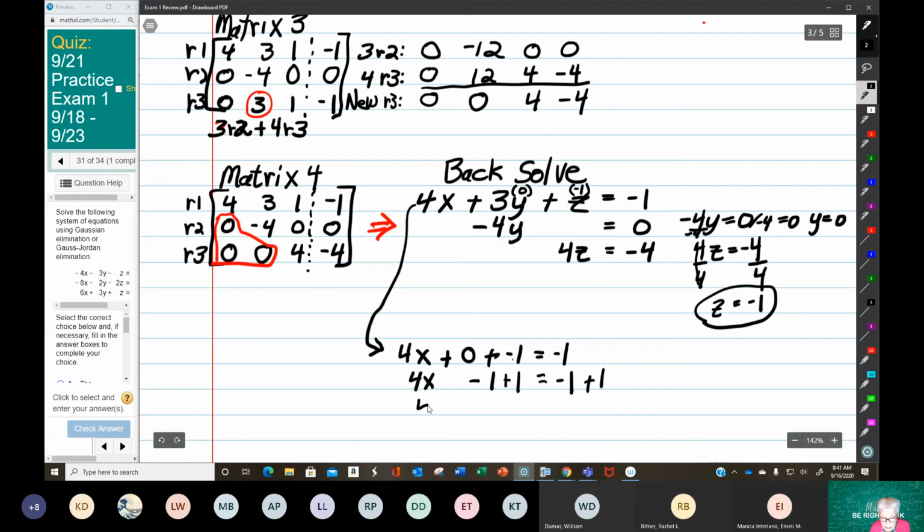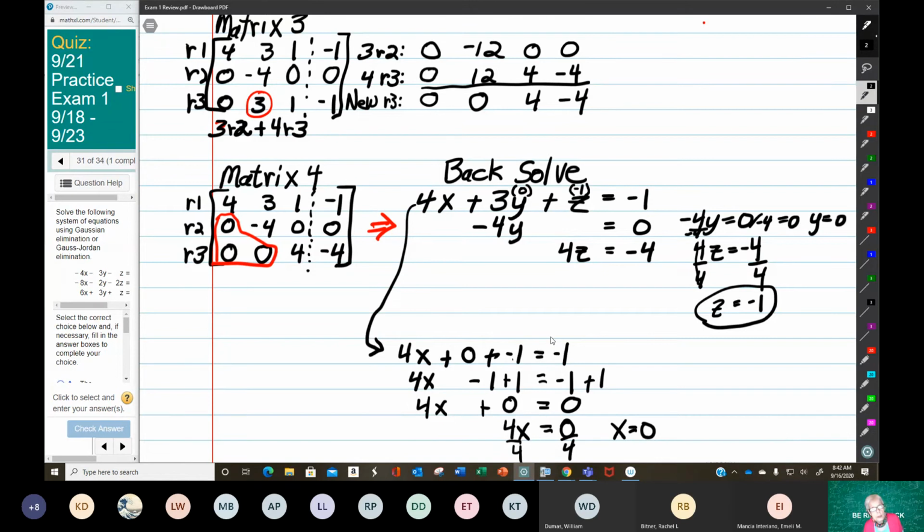And this is really guaranteed to mess you up because people are going to panic and say, I can't have a 0, can I? Yeah, you can. Sure you can. So 4x plus 0 is 4x. 4x equals 0. Divide by 4, divide by 4. X equals 0. Can I do that? Yes, you can.